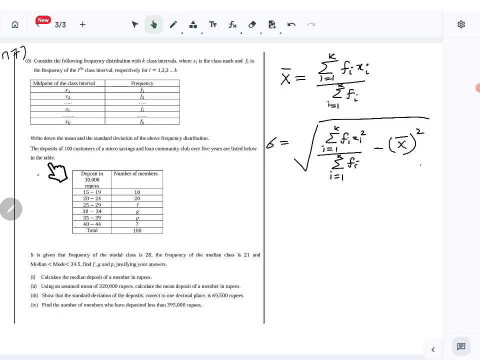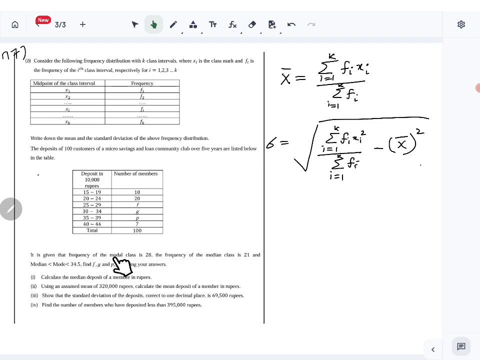Then the deposit of 100 customers of a micro savings loan community club over 5 years is listed below in the table. Deposit is in 10,000 rupees. First of all, notice there's a gap: 15 to 19, then 20 to 24, similarly 25. So these are class limits, not class boundaries. When you are doing the question, convert them to class boundaries, because to find median and mode you need class boundaries. Then the frequencies are given.